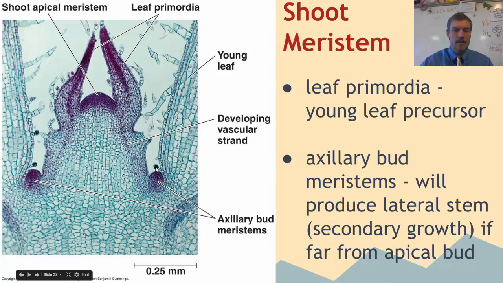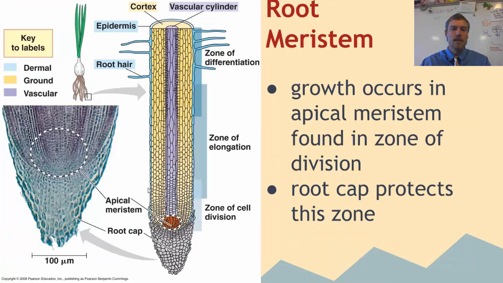You also see the axillary bud meristems, and that will produce lateral stems during the secondary growth process. Now, those only will function once the apical meristem gets far enough away, which makes sense, right? You want to be elongating the plant first, getting it nice and tall before you force more lateral growth to occur. Then down in the roots, you have another meristem, which is going to be elongating the roots, putting them deeper and deeper into the ground.